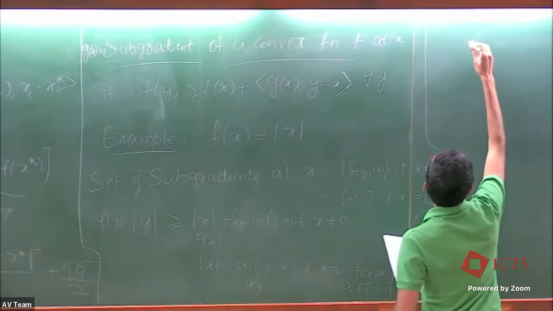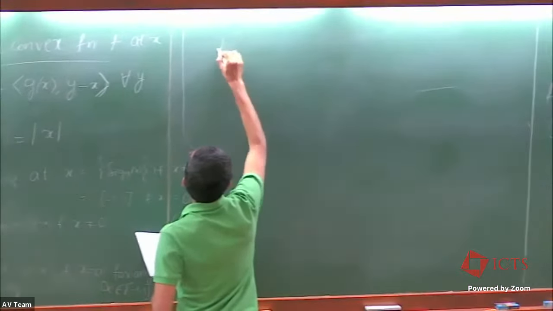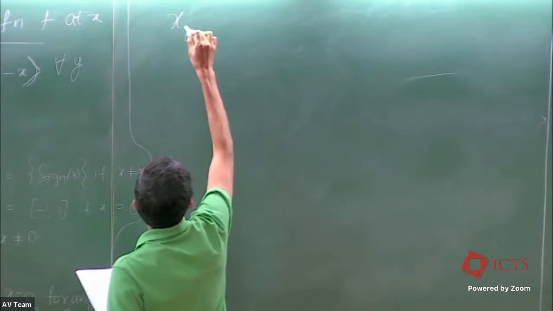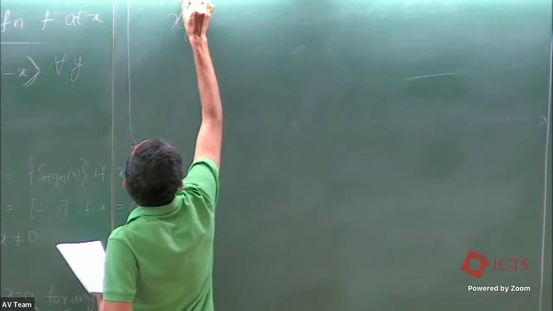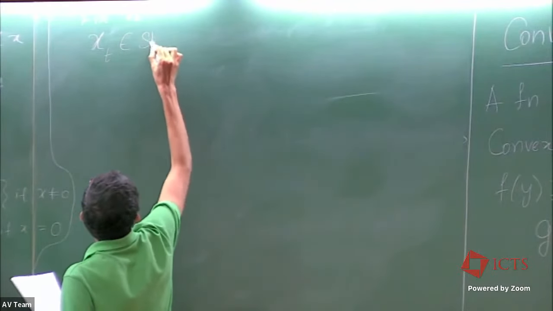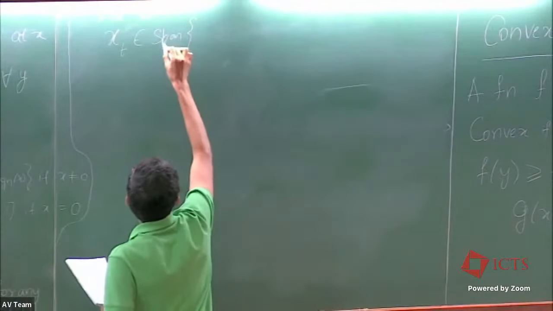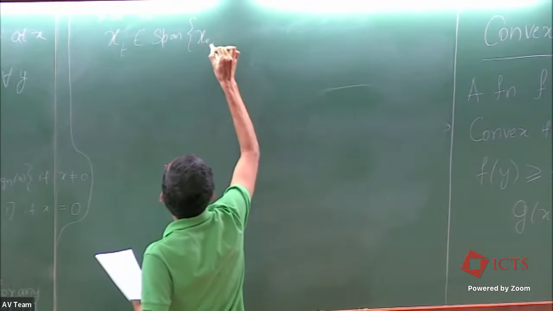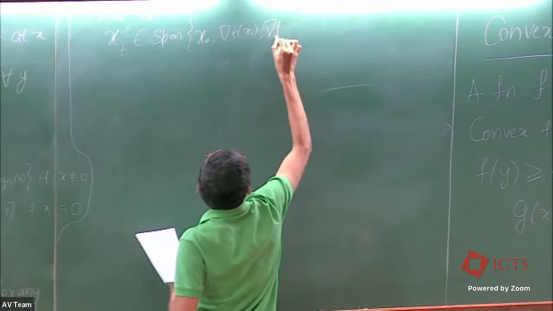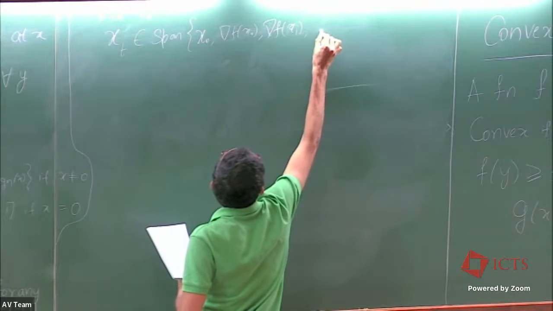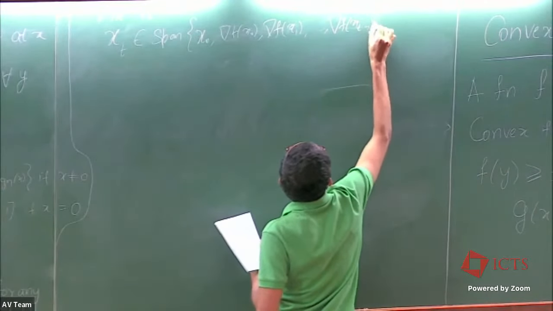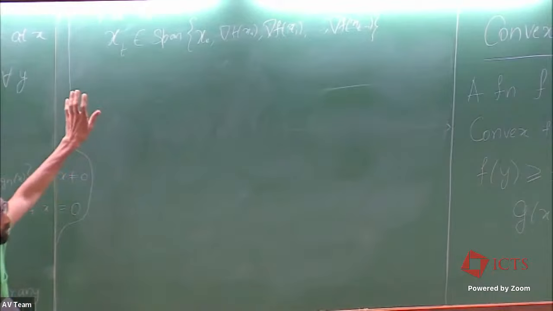So the algorithm is the following. Fix x0. Xt can be any point which is in the span, meaning the linear span, of these vectors: x0, grad f of x0, up to xt minus 1. Is the model of the algorithm clear?